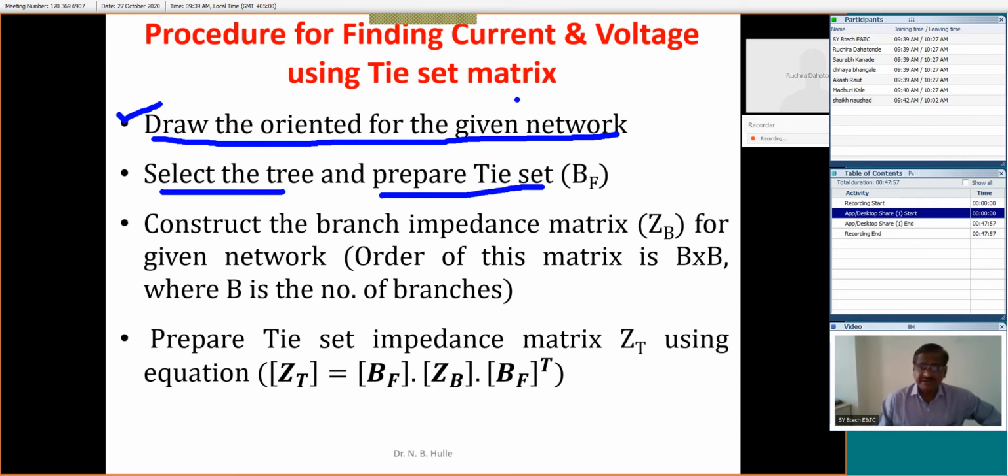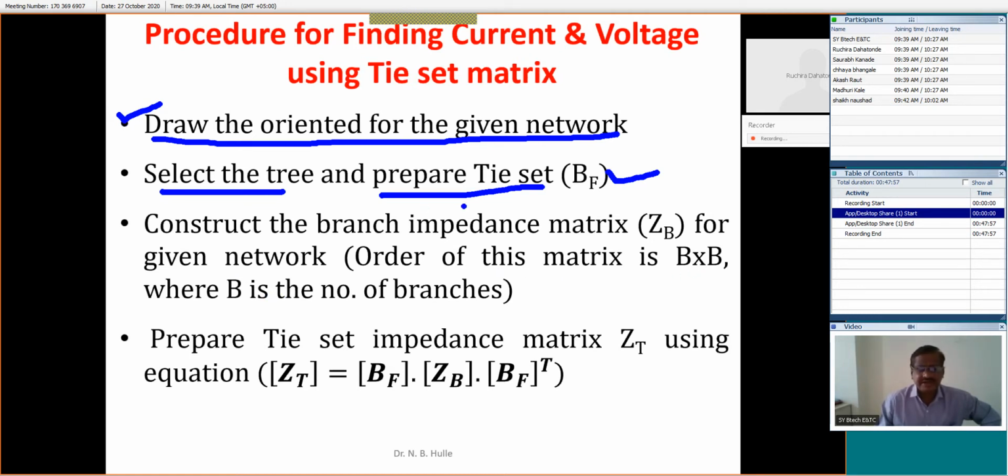Means out of that given oriented graph, we have to select one of the trees, and then we have to prepare the tie-set matrix, which is BF. Is it right? Which is the tie-set matrix. Construct the branch impedance matrix ZB for the given network, and the order of this matrix will be B by B.